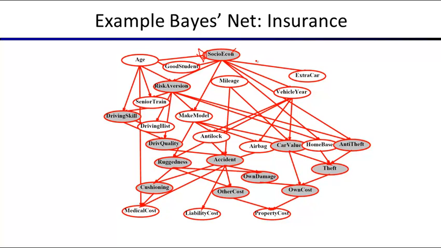Then mileage. Mileage influences directly whether you get into an accident or not. It influences directly whether you have a car of value. Maybe the value decreases quickly if you drive a lot, and so forth. So the idea here is that you look at all your random variables and decide which are the direct interactions that are the strongest ones, and put it in a graph.